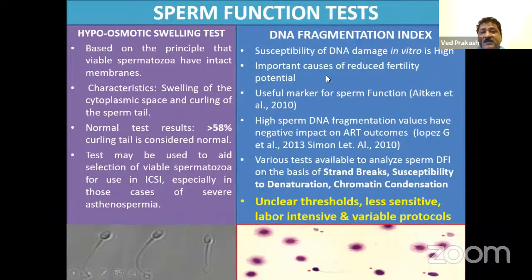asthenospermia. In some cases, we also check DNA fragmentation. Sometimes multiple abortions are happening and missed abortions are going on. If sometimes the quality of the embryo is not good, in these cases one should check DNA fragmentation also, because DNA damage is an important cause of reduced fertility potential, and it is a useful marker for sperm function. Recently, WHO also added this test in routine tests. Not in routine, but of course, if there are failure cases, you can use this DNA fragmentation test also.